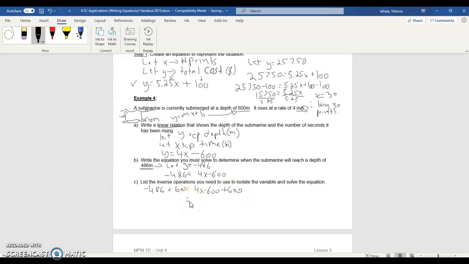And so now, minus 486 plus 600 is 114. Minus 600 plus 600 is 0, so we have 4x here. And now we can divide both sides by 4. The 4's over here cancel out because you have 4 on the numerator and the denominator. And so we get x is equal to 114 over 4. And you can actually simplify that a bit more. You can get x is equal to 57 over 2. Which, if you had to write in decimals, would be 28.5 seconds.